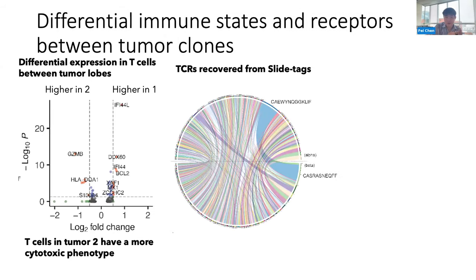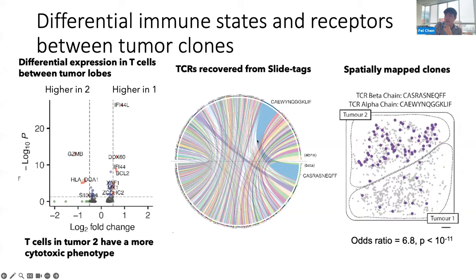So TCRs are the unique sequence of CDRs that recognize antigens, and they can also exist almost like a clonal barcode for a given T cell. You can see that, for example, here, there's this clone, there's an alpha and beta chain, and this is a matching for each individual T cell. And here we can actually plot that large expanded clone in space. Those are the purple dots, and the grays are all the other T cells.